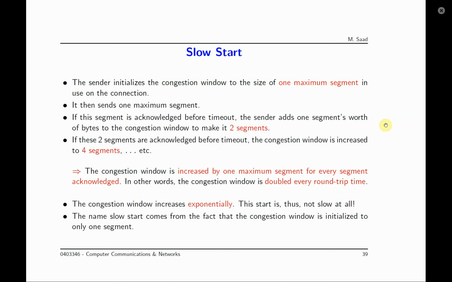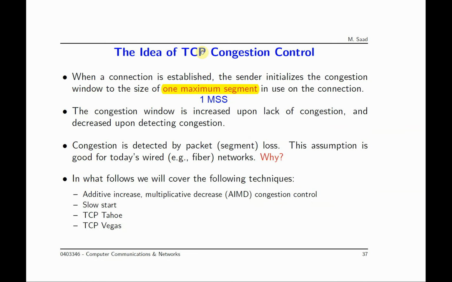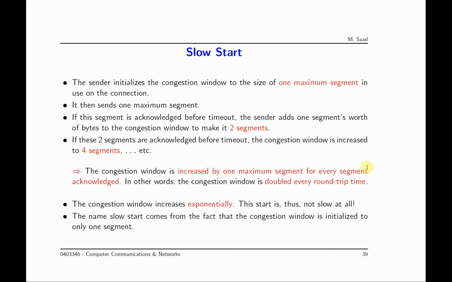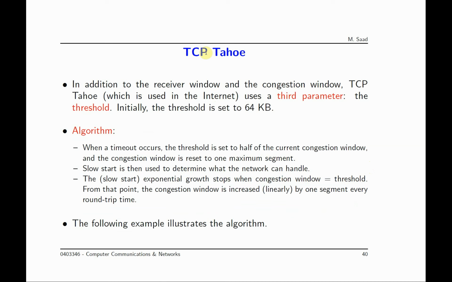As we mentioned in the general setup, any TCP congestion control mechanism initializes the congestion window to one maximum segment size first, and then it will start increasing or decreasing that value depending on whether it has congestion or not. So TCP Tahoe is not different from that. At the very beginning, the congestion window is equal to one maximum segment size. But in addition to the congestion window, TCP Tahoe has another parameter. In addition to the congestion window and the receiver window, we have these two parameters, the congestion window for congestion control and the receiver window for flow control.